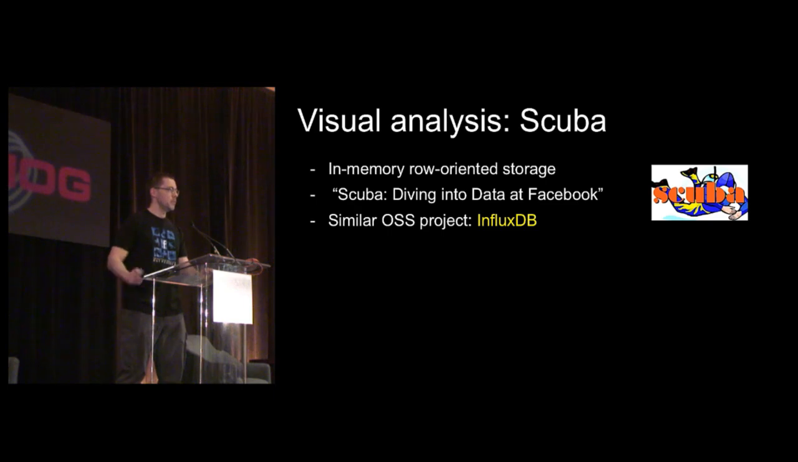The next stop for data is Scuba. Scuba is an in-memory storage that allows you to process time series, slice and dice, and graph it in real time. But it's all interactive, done by a human. The open source equivalent is InfluxDB. If you care to use it, it's actually pretty good. There's a paper on Scuba available online, but unfortunately, Scuba is not open sourced.